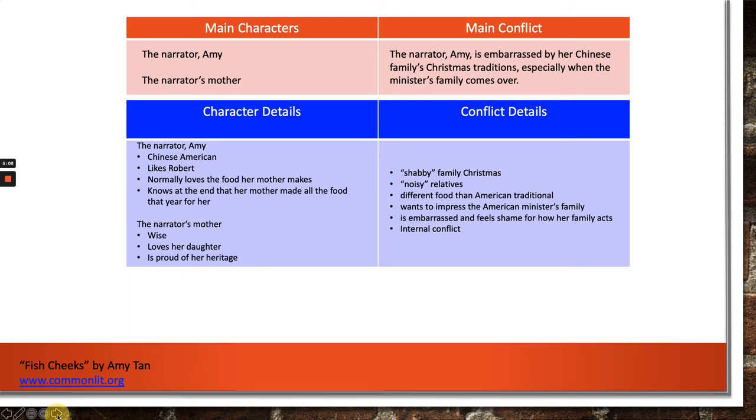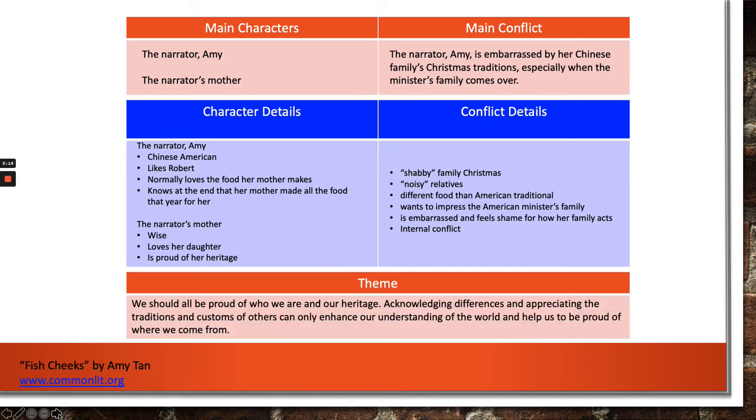So if we look at those same characters, conflict, and the details for those things, what is a theme that we could determine based on the text? We should all be proud of who we are and our heritage. Acknowledging differences and appreciating the traditions and customs of others can only enhance our understanding of the world and help us to be proud of where we come from.